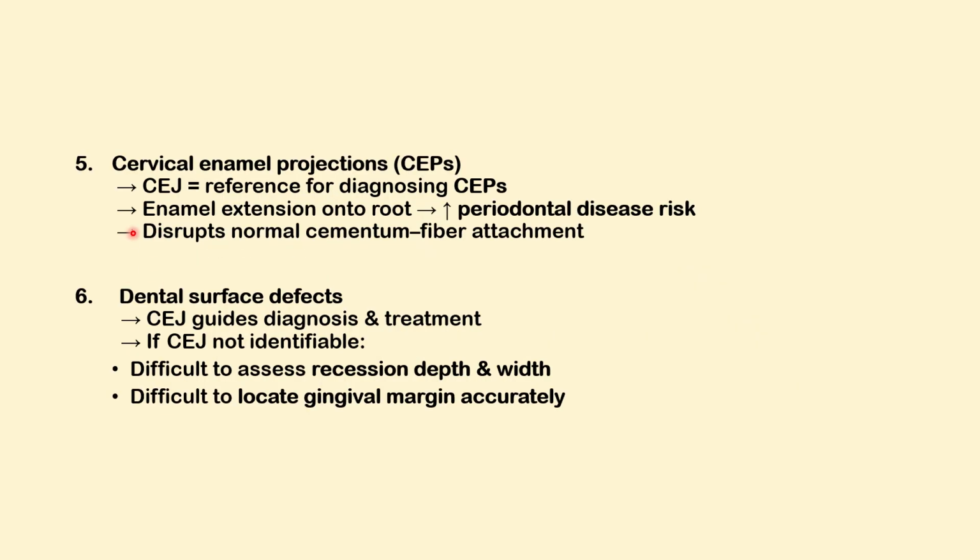Cementoenamel junction is a reference for diagnosing cervical enamel projections. The enamel extension onto the root increases the periodontal disease risk, which disrupts the normal cementum fiber attachment. Coming to the dental surface defects, cementoenamel junction guides diagnosis and treatment. If the cementoenamel junction is not identifiable, it is difficult to assess the recession depth and width. Also, it is difficult to locate the gingival margin accurately.